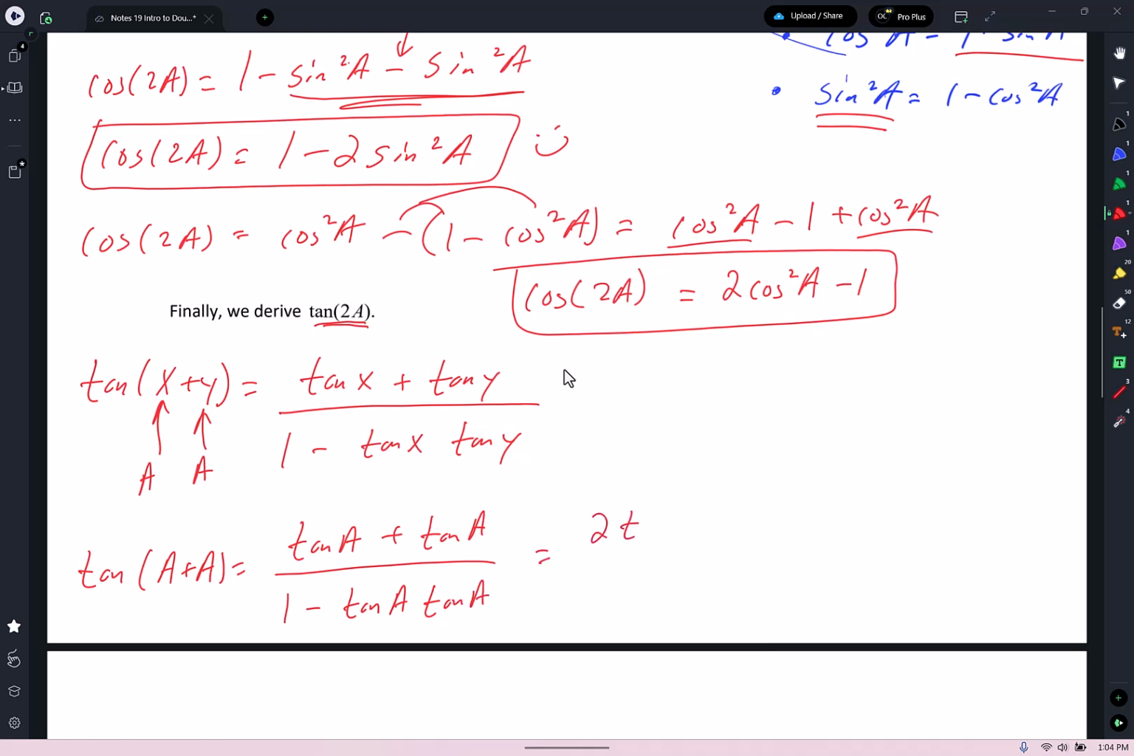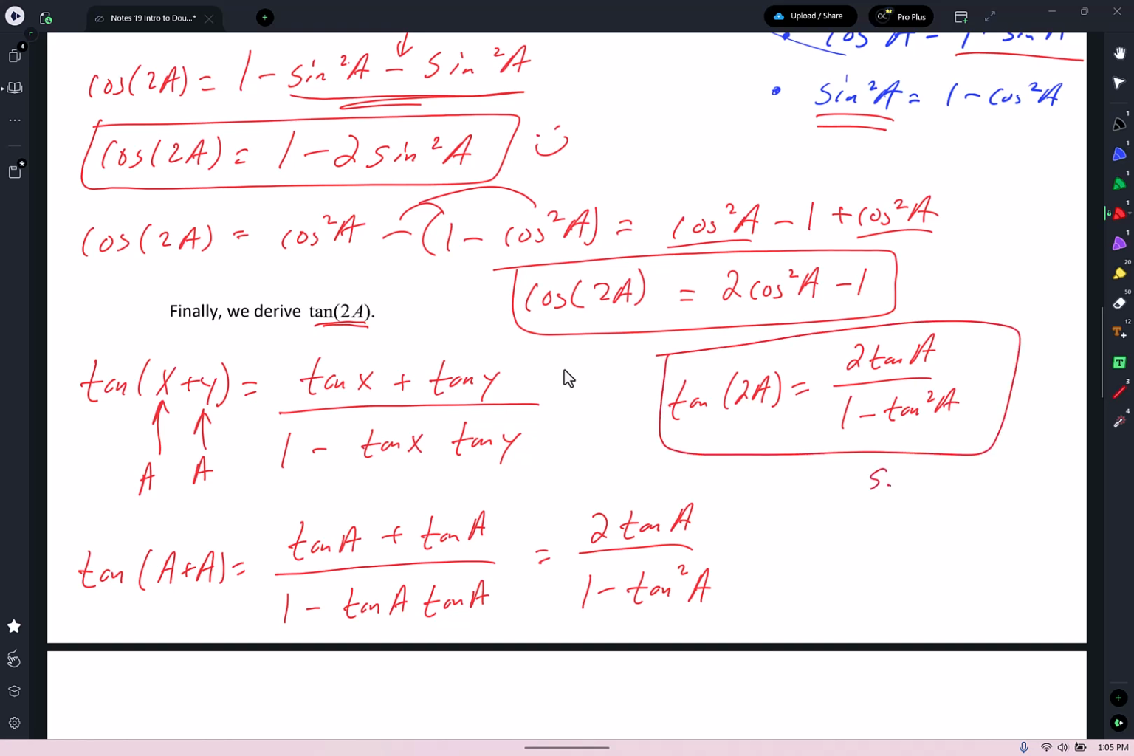So finally, what do I have? I have 2 tan a in the top, because I'm adding. But in the bottom, I'm multiplying. So tan a times tan a is tan squared a, because it's tan that's being squared. If you say tan a squared, then you're squaring the argument. So there it is, guys. We have another rule. Tan 2a is equal to 2 tan a over 1 minus tan squared a. And just remember your side note that tan squared a means that we're squaring the tan.